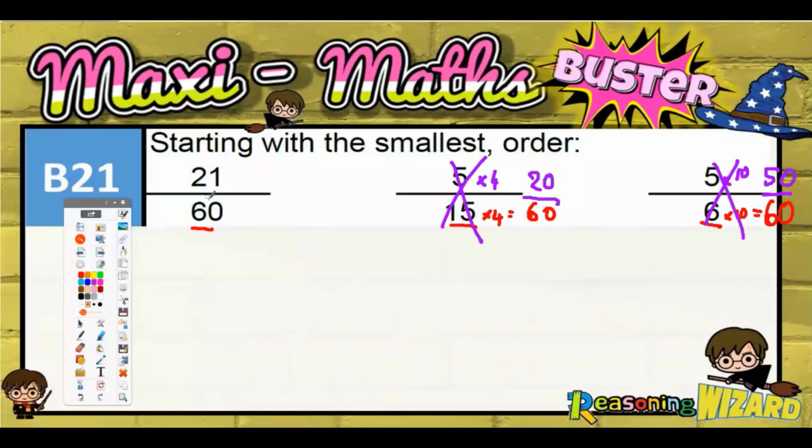So we have 21/60ths, 20/60ths, and 50/60ths. Well, 20/60ths is going to be the smallest, followed by 21/60ths, followed by 50/60ths.